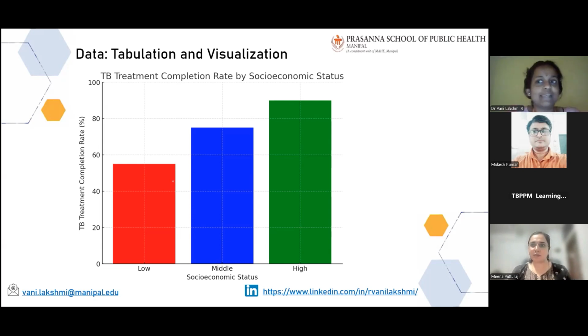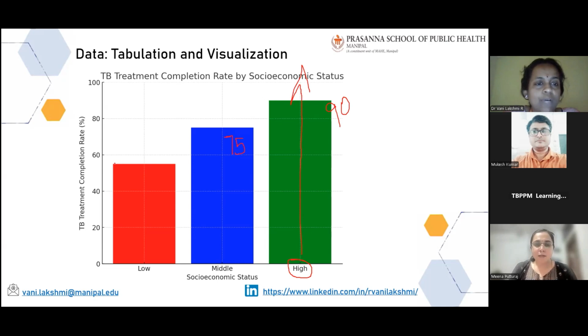Yeah, looks like it. Because the tallest bar, the height of the bar, tells you what the true story is. So it looks like people with higher socioeconomic status have a higher completion rate. So this is actually 90%. And this is around 70, more than around 75%.